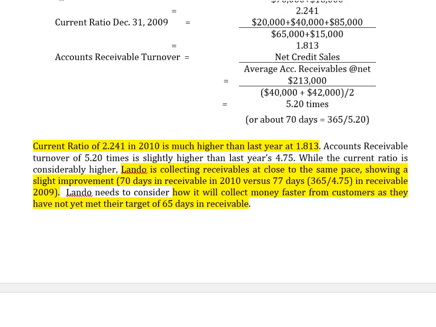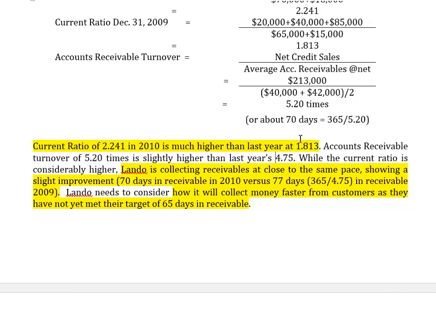So now let's have a look at the theory part of it. As we said before, the current ratio is improving. It's 2.241 this year as opposed to 1.813. So it's improving. If we look at the turnover, it's 5.2 times, which is higher than it was last year. So we are making improvements. We've improved over our last year's turnover of 4.75. It's now 5.2, so it's higher. And with this turnover, that means that we're collecting more frequently than we did last year.